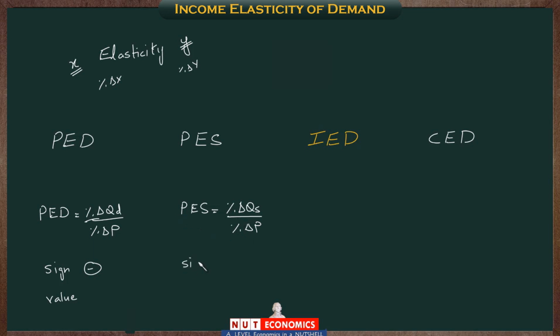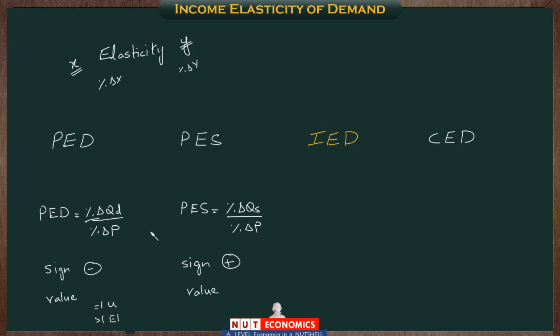Again, we learned that the sign of this PES will always be positive, that will reflect the law of supply, and we also learned the value will tell us whether supply is elastic or responsive or not. And as far as the values are concerned, we said that this formula can give you any value, but both in the case of PED as well as PES, the key values are those of equal to 1, greater than 1, and less than 1. And they tell us that when the absolute value is greater than 1, the demand or supply is elastic, otherwise it's inelastic or unitary elastic.